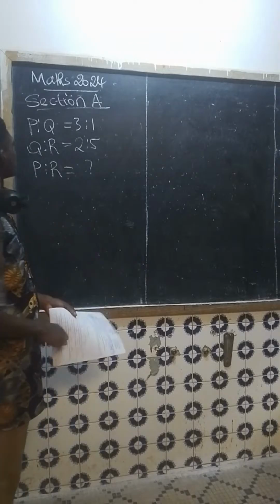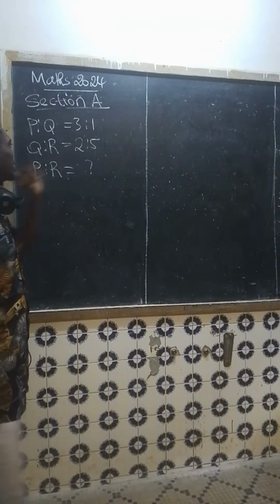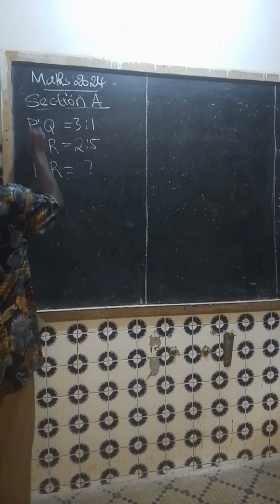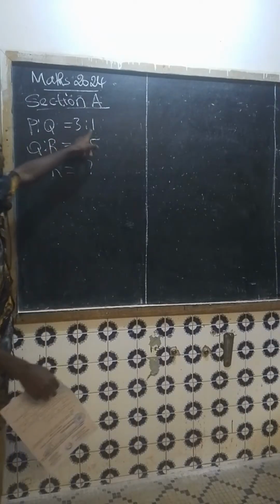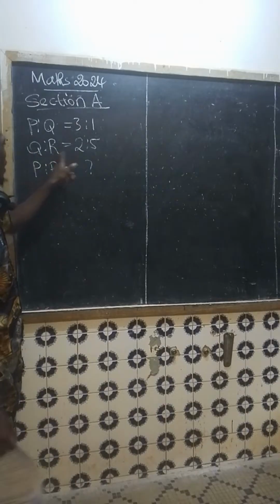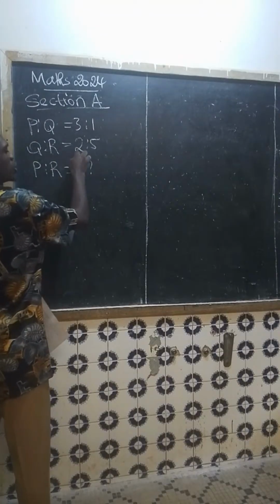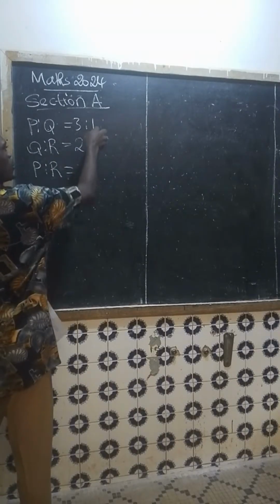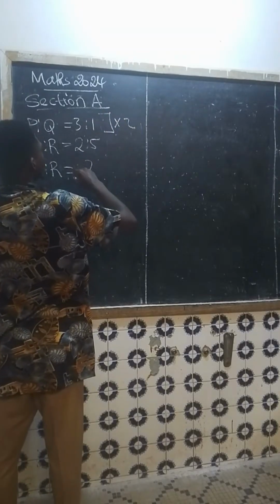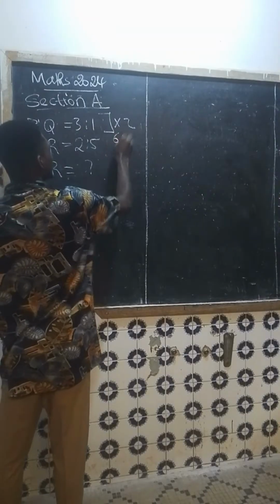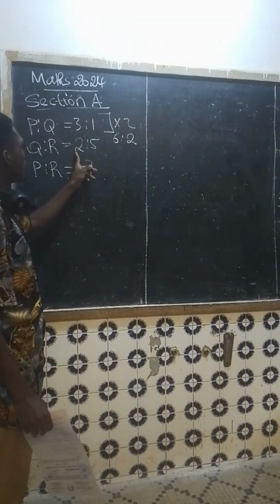I'll give you a rule. Make the portion of Q the same. That is to say here, P is to Q is 3 to 1. So P is 3 when Q is 1. Q is 2 when R is 5. So now, if Q here is 1 and Q here is 2, we have to make them the same. How do you make 1 and 2 the same? You can multiply this by 2. So if you multiply by 2, you will have 6 is to 2. Now you see that these 2 and these 2 are the same.